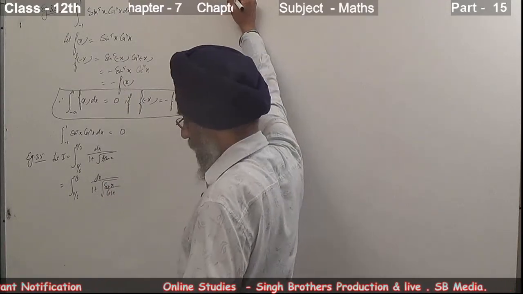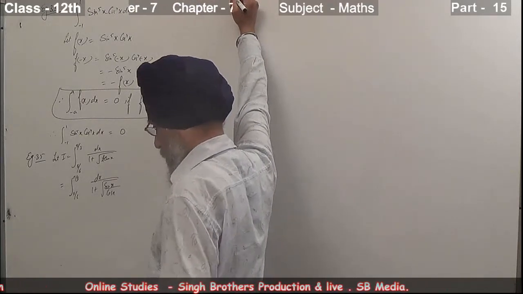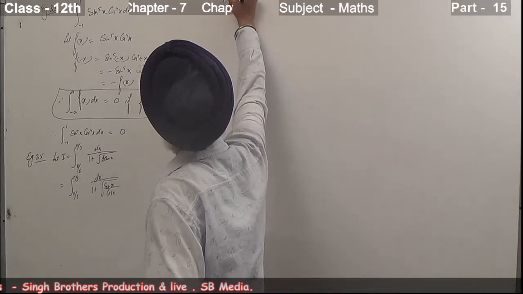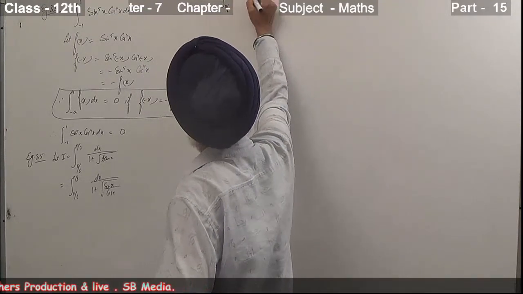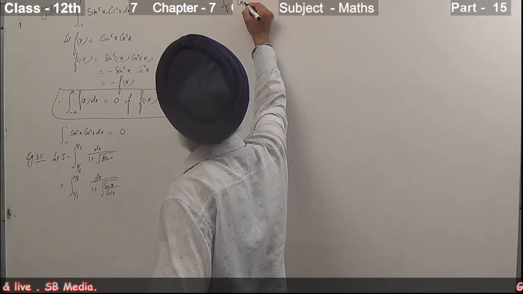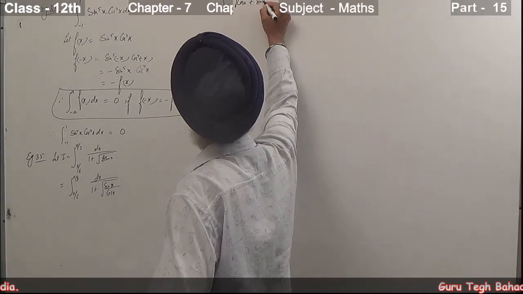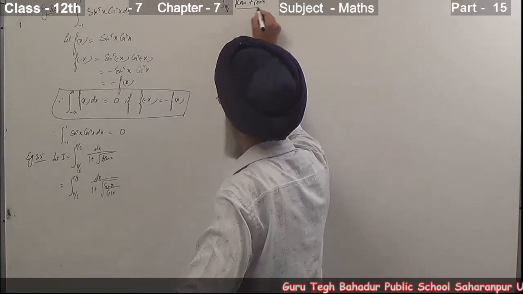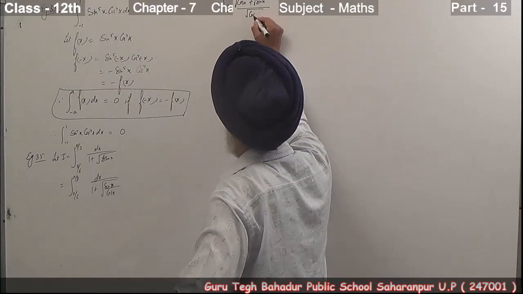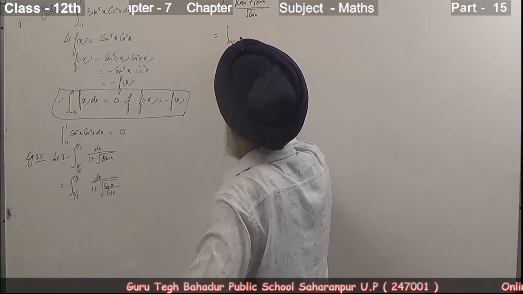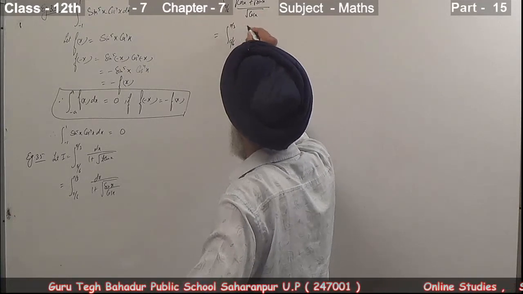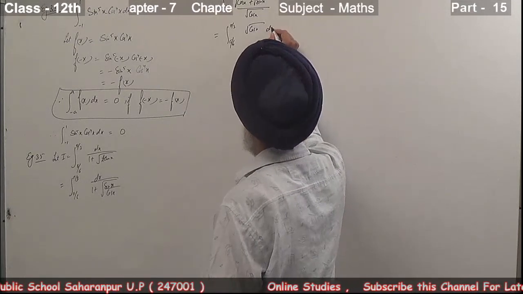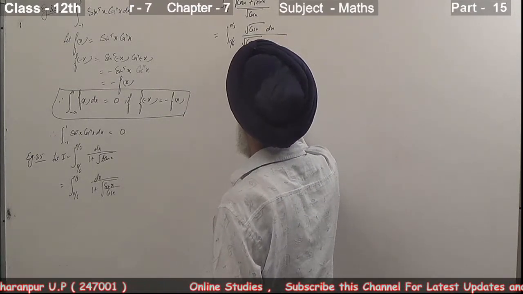It is the integral from pi by 6 to pi by 3 of dx, the square root of cos x upon the square root of cos x plus the square root of sin x, or the integral from pi by 6 to pi by 3 of square root of cos x dx upon the square root of cos x plus square root of sin x.